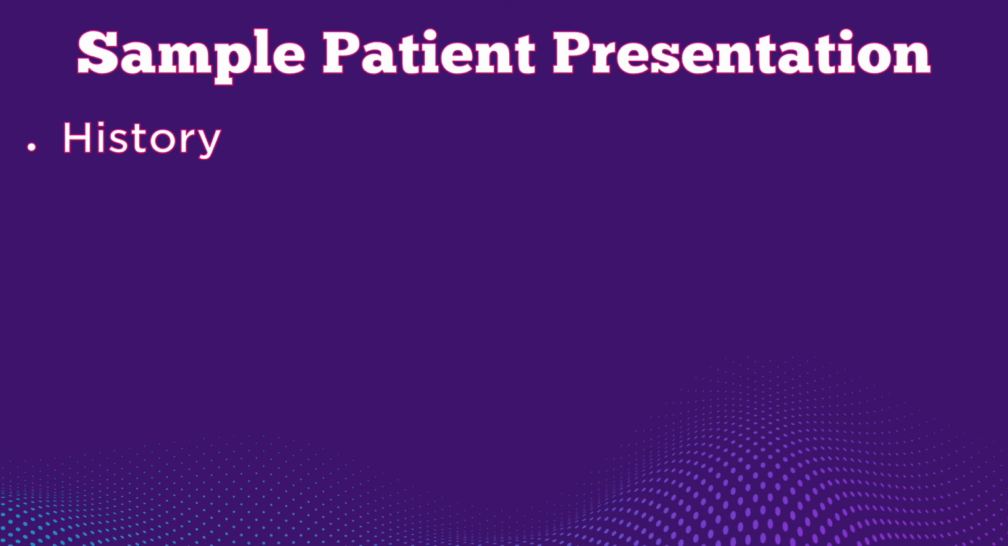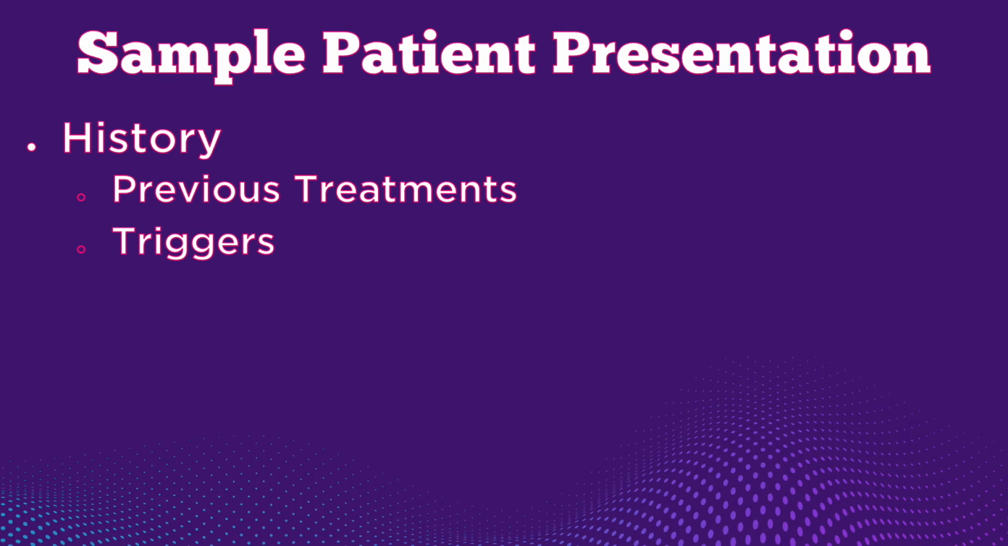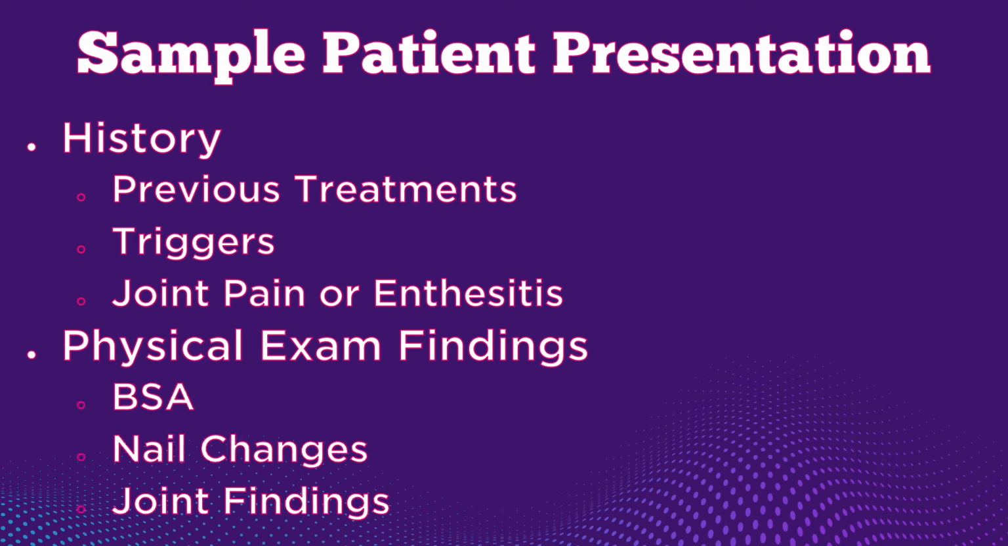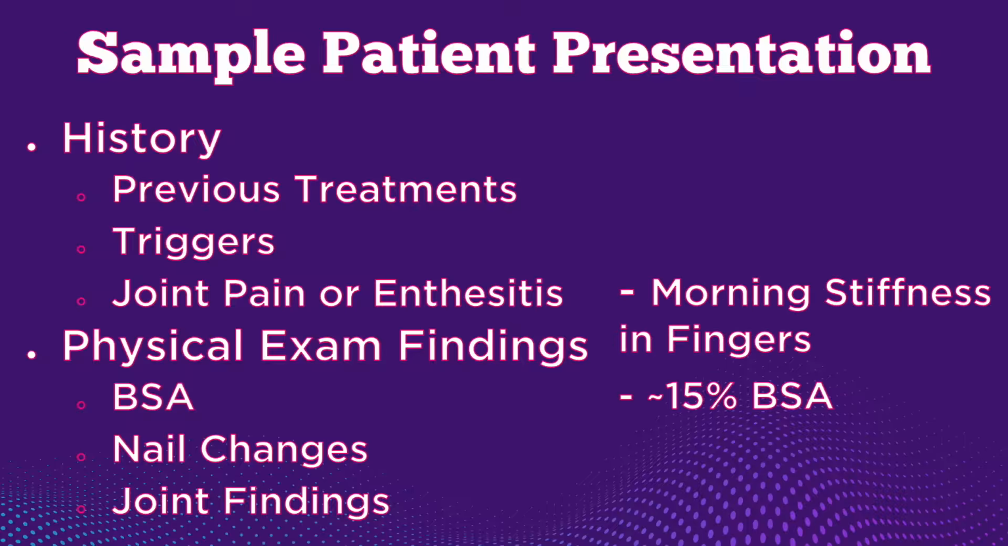You mention the basic history of the patient's psoriasis, treatments he's tried, any triggers that you think need to be addressed, and any complaints of joint pain or enthesitis. You mention your physical exam findings, including body surface area, nail changes, or any other positive joint findings. This patient has about 15% body surface area that's affected, and some morning stiffness in his finger joints.